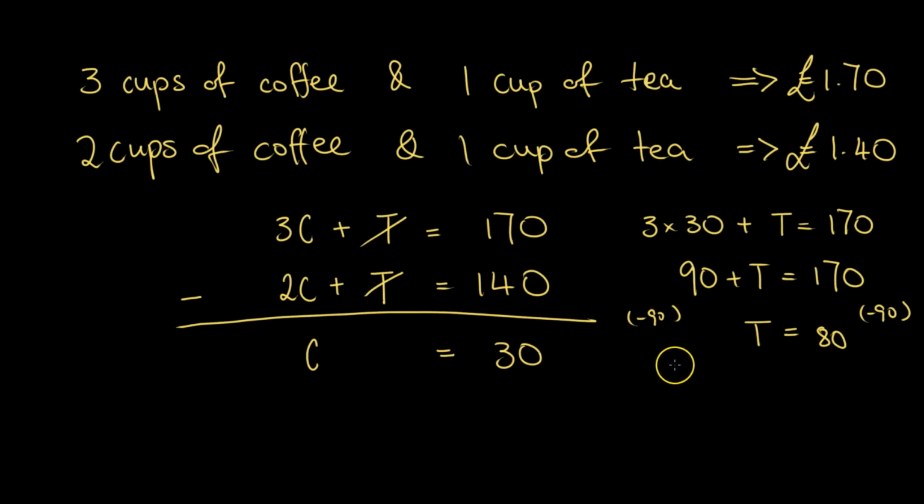And now I want to have a look at a slightly harder one. So we're not talking about cups of tea and coffee now. Let's just use x's and y's. That's what we're familiar with. So 2x plus 3y equals 13. X plus y equals 6.